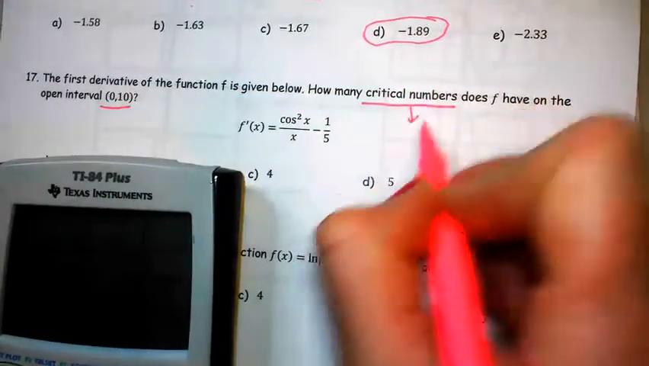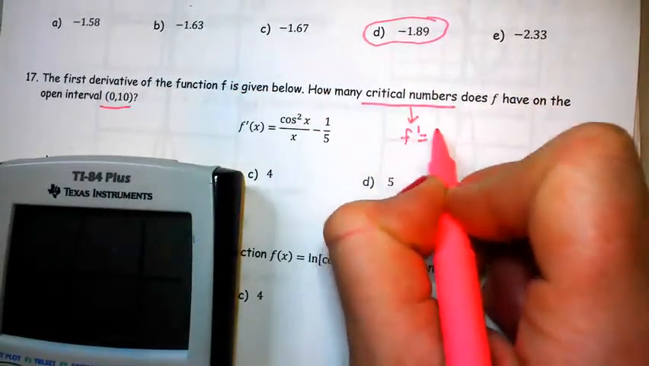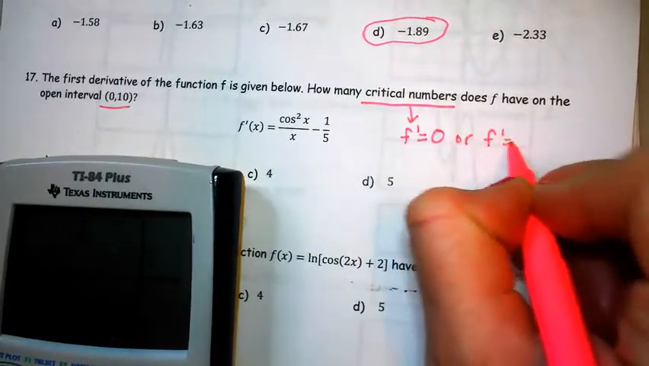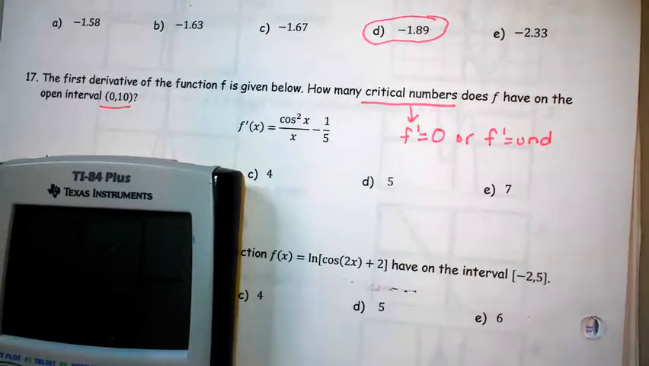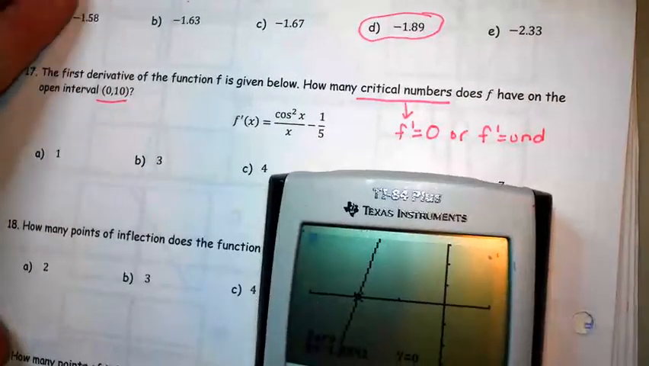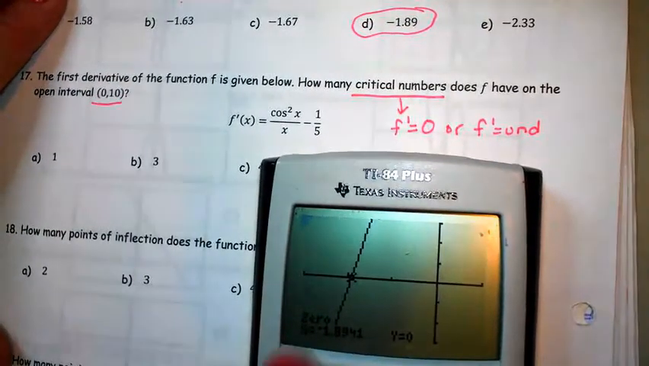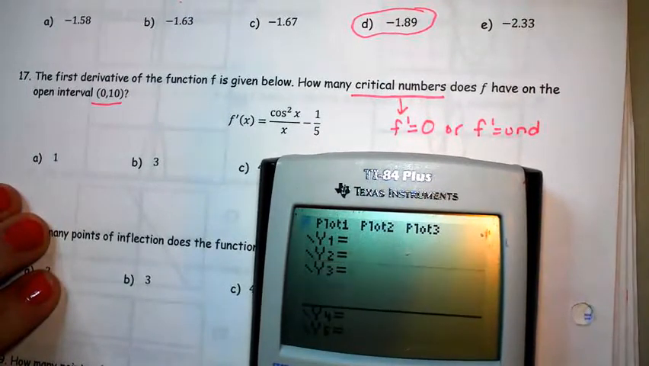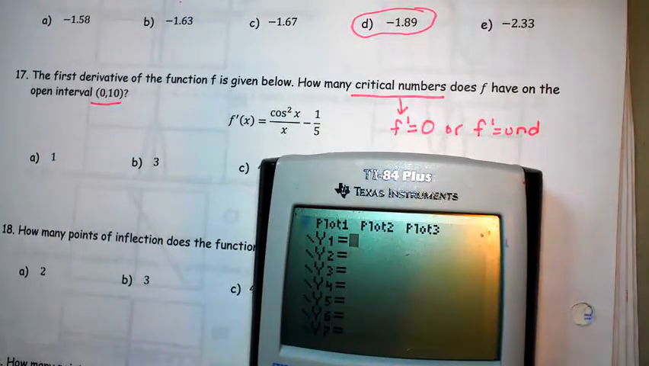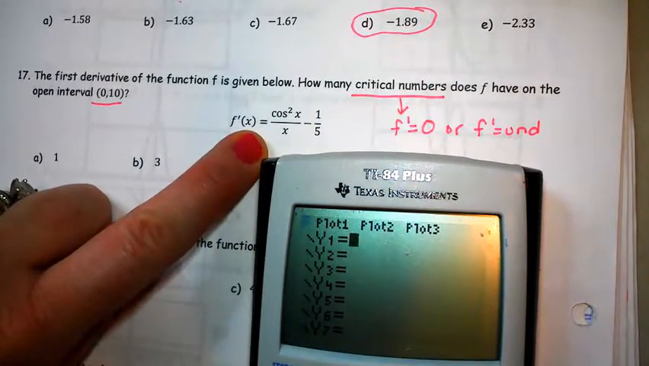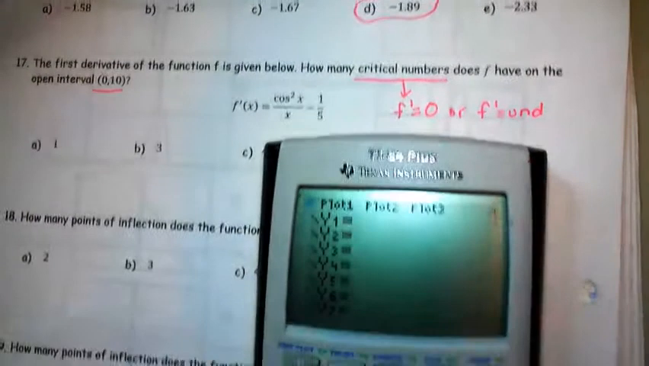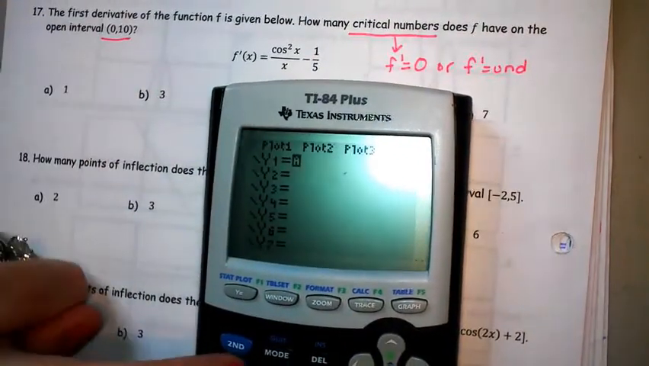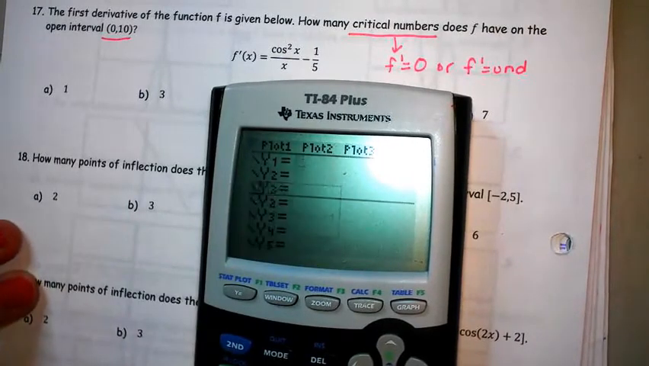Critical numbers happen where our first derivative is 0, or where our first derivative is undefined. Because this is the first derivative, all I'm going to do is graph the function that they gave us. I'm going to go back to y equals and get rid of everything in here. Back up to Y1, I'm going to graph this first derivative. I like to grab a fraction. You don't have to, but the way you do it is green alpha y equals, which gives you a little fraction bar.